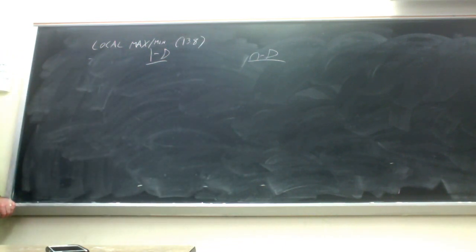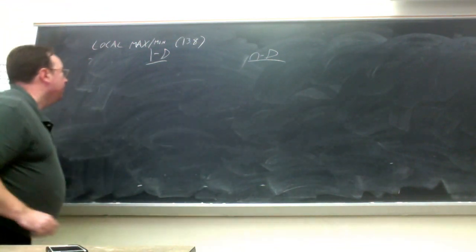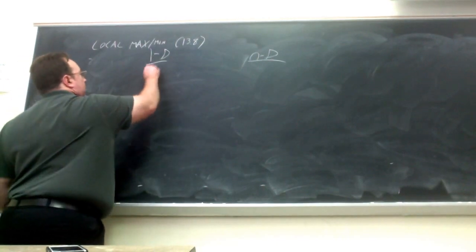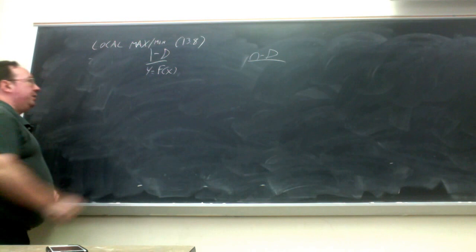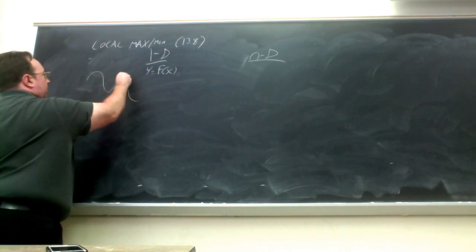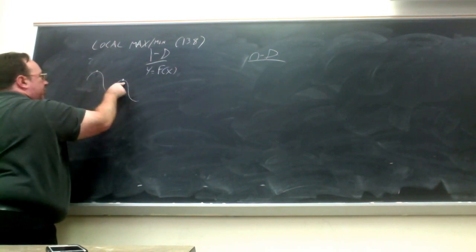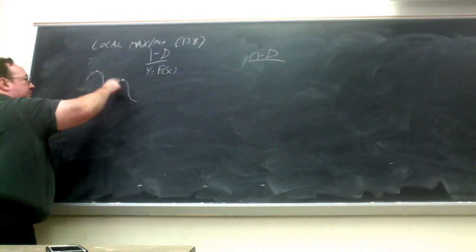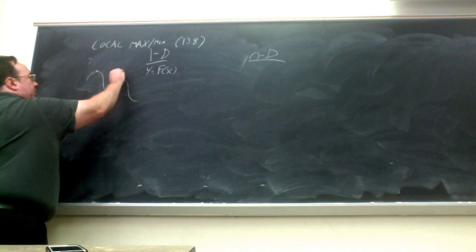Okay, so first, quick review from Calculus 1. So you have some function y equals f of x. You want to find out where it has a local maximum or local minimum. So something like this. Like this is a local maximum. This also is a local maximum. It's not the absolute maximum, but it's a maximum of nearby points. This is a local min. And so forth.